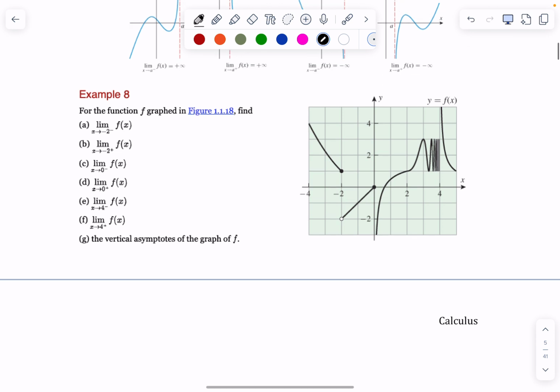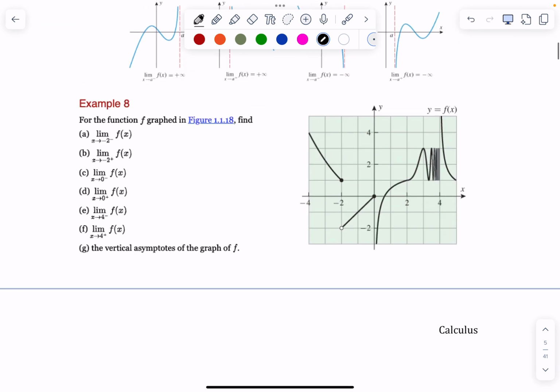Okay, go down real quick to example 8 on the very last page of this section. You see example 8.